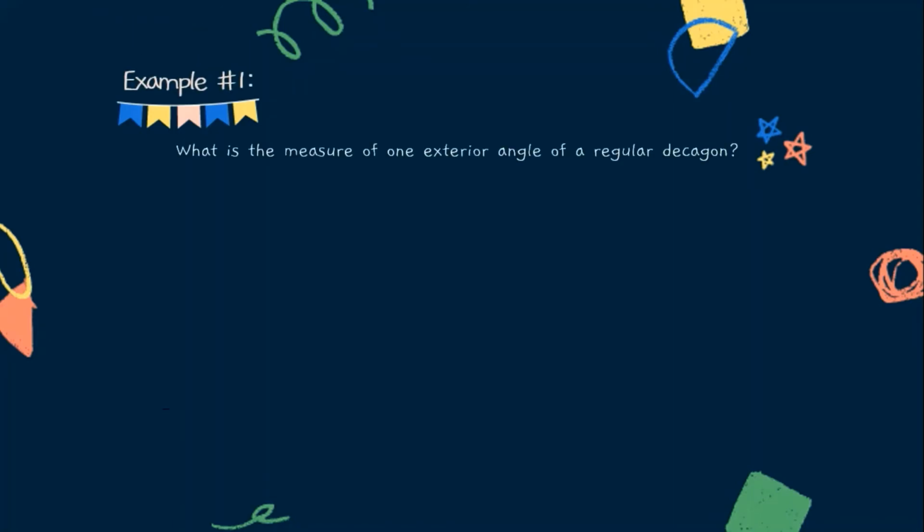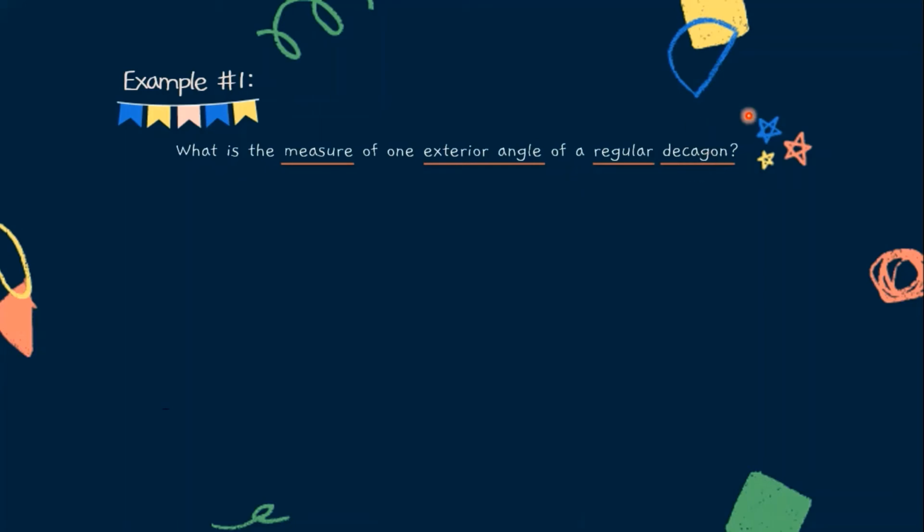Example number 1, what is the measure of one exterior angle of a regular decagon? For this word problem, there are some keywords that we need to take note of. We have measure, meaning yung measurement, yung sukat yung ating hinahanap dito. Exterior angle at hindi interior angle. Regular polygon ito, meaning the sides and angles must be equal.